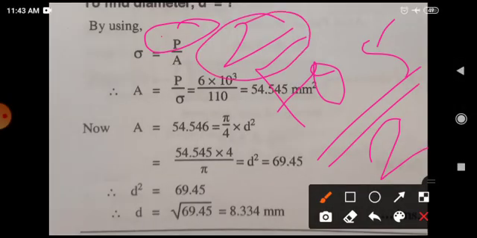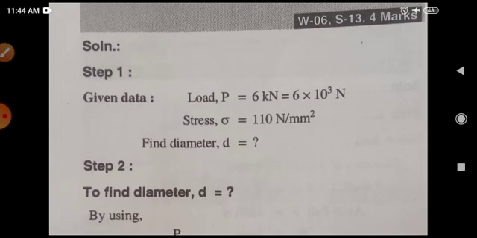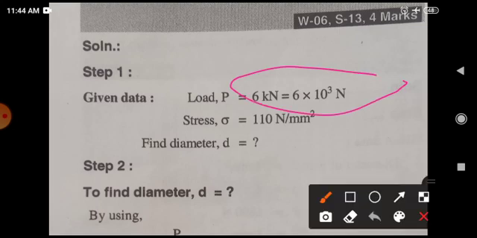That means we will have to design this wire for double load. This diameter was designed for a load of about 6 kilo Newton, but if the factor of safety is to be considered 2, then we must take twice this load for calculating the diameter. This is what factor of safety actually is.